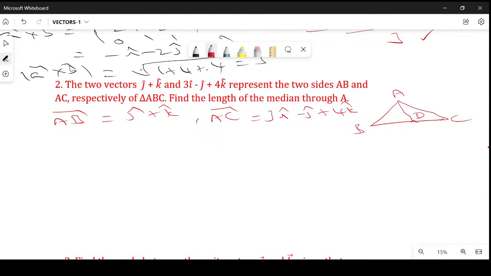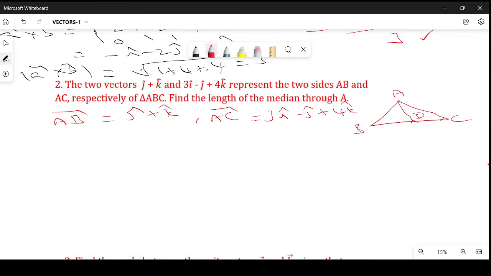If you know the magnitudes, I can find the point D. If you know B and C, I can find that D divides BC in the ratio AB is to AC. Once you know the point, we can find the length of the median. That is one method we can do. But here, in this triangle, AD is the median, right?